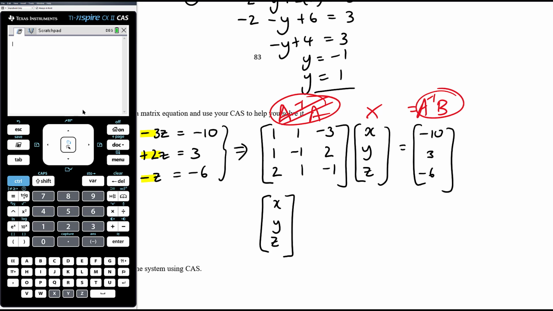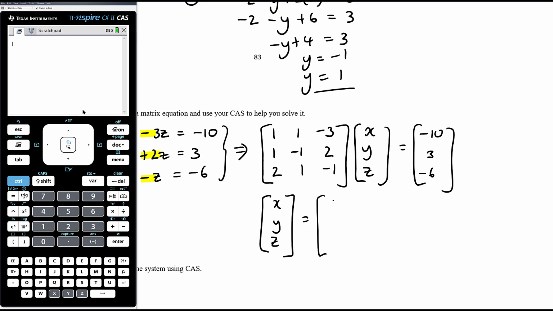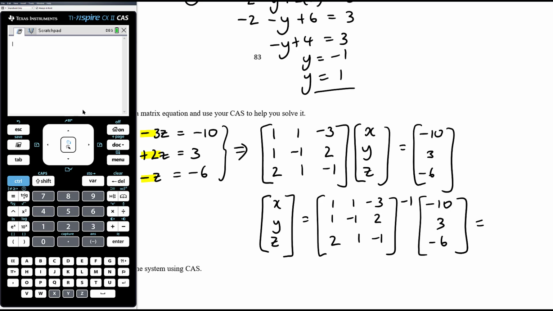So x is going to be the inverse of A times B. So I'm just going to write that. x is the inverse of the matrix 1, 1, minus 3, 1, minus 1, 2, 2, 1, minus 1, multiplied by minus 10, 3, and minus 6. And so we can then get our CAS to evaluate that for us. So we need a 3 by 3 matrix, and I specify I want 3 by 3, which is the default.